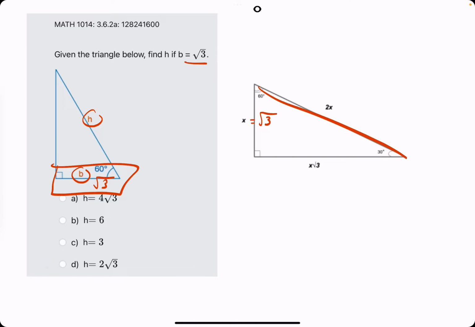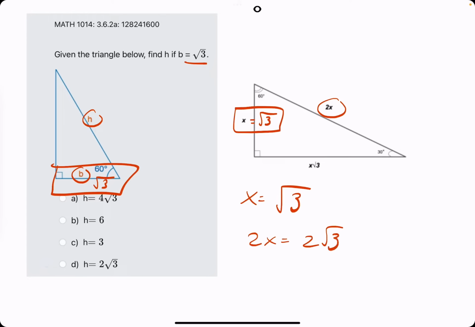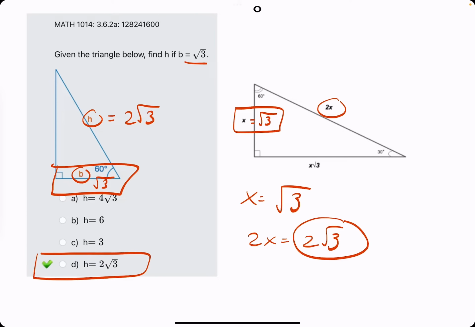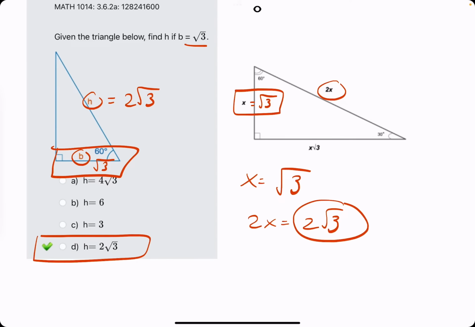The hypotenuse is the longest side, and the longest side is equal to 2x, where the shortest side is equal to x. So if the shortest side is root 3, and that is x, then 2x would be equal to 2 times root 3. So the hypotenuse must be 2 times root 3. Break out the eraser to see that D is our answer.